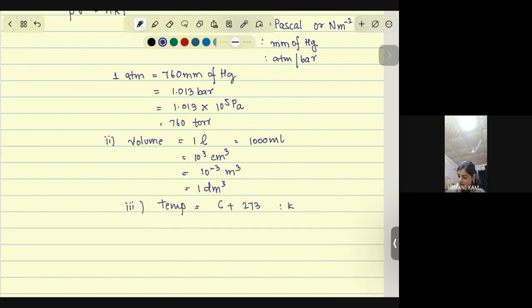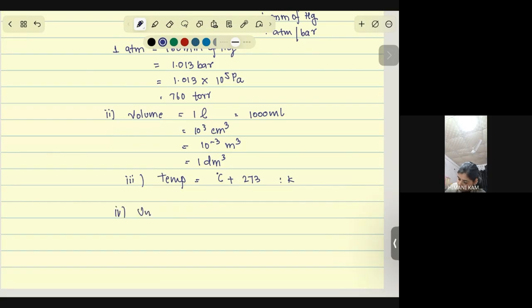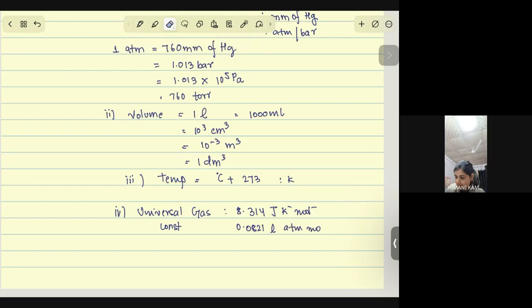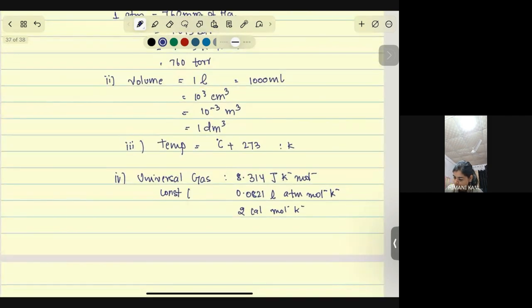It is degree Celsius plus 273 in Kelvin. For the universal gas constant, which is R, the values are 8.314 joule per Kelvin per mole, or 0.0821 liter atm per mole per Kelvin, or 2 calorie per mole per Kelvin. So you have to use the value of R according to the units given or asked in the question.